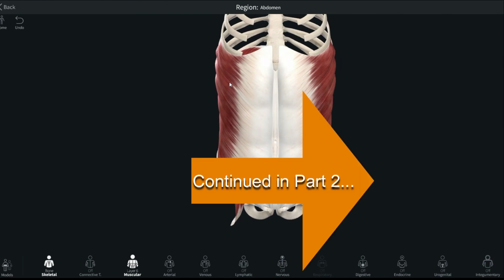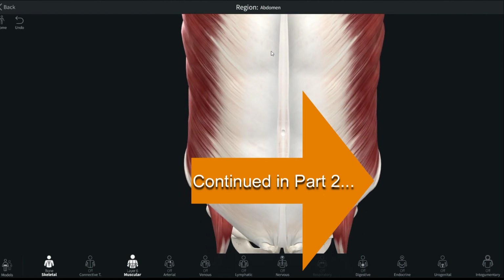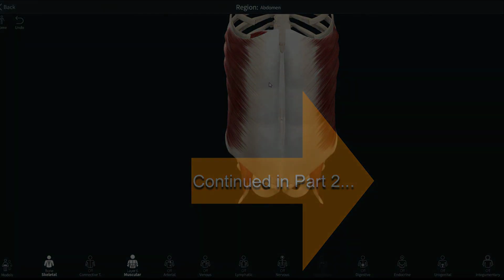So, having talked of the linea alba and all the anterolateral abdominal wall muscles, we are now in a position to describe the rectus sheath, which I was talking about for quite some time.